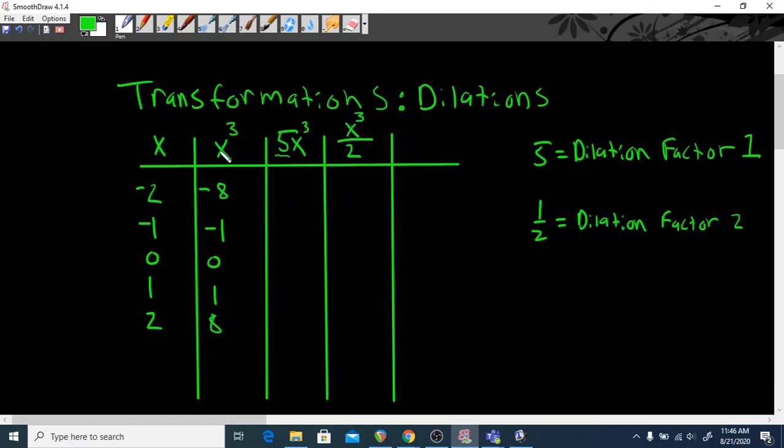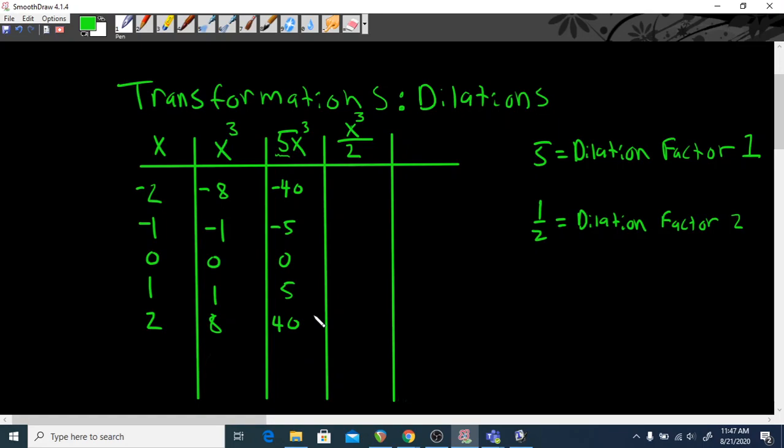Now, thankfully, we already have the results here for x cubed. So all we got to do is multiply those results by 5. So -8 times 5, -40. -1 times 5, -5. 0 times 5, nothing. 1 times 5, 8 times 5. There we go.